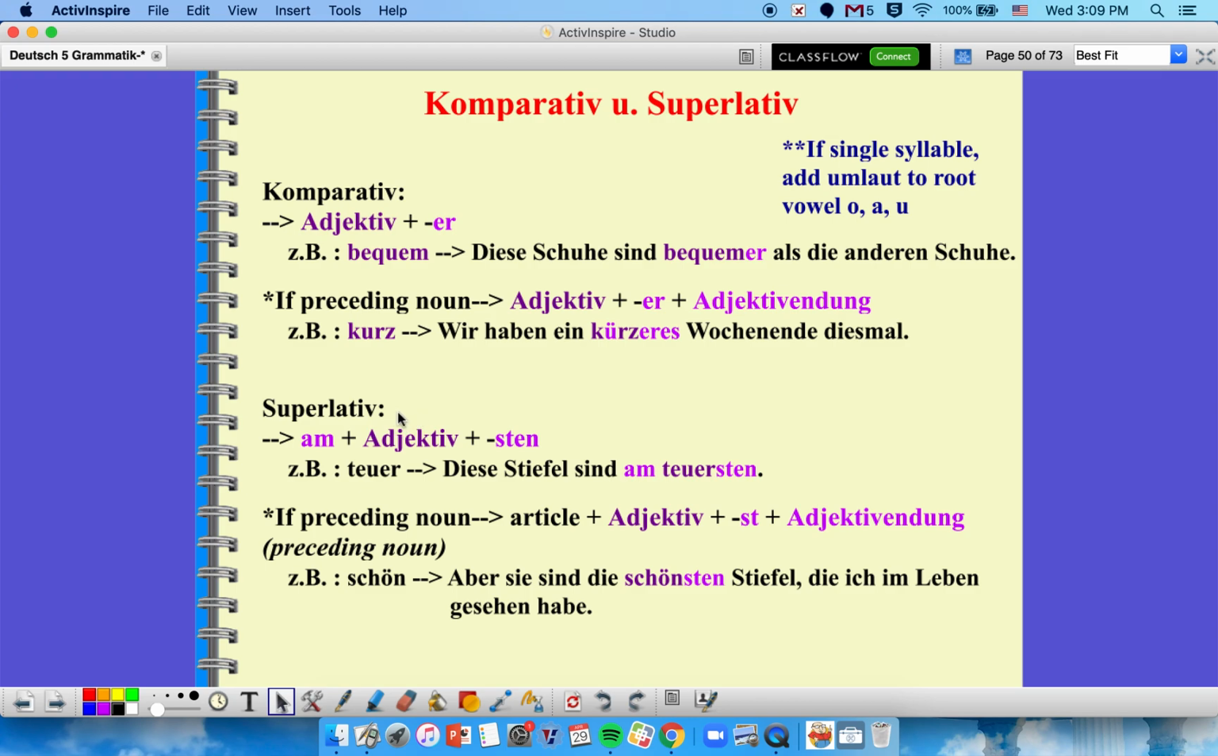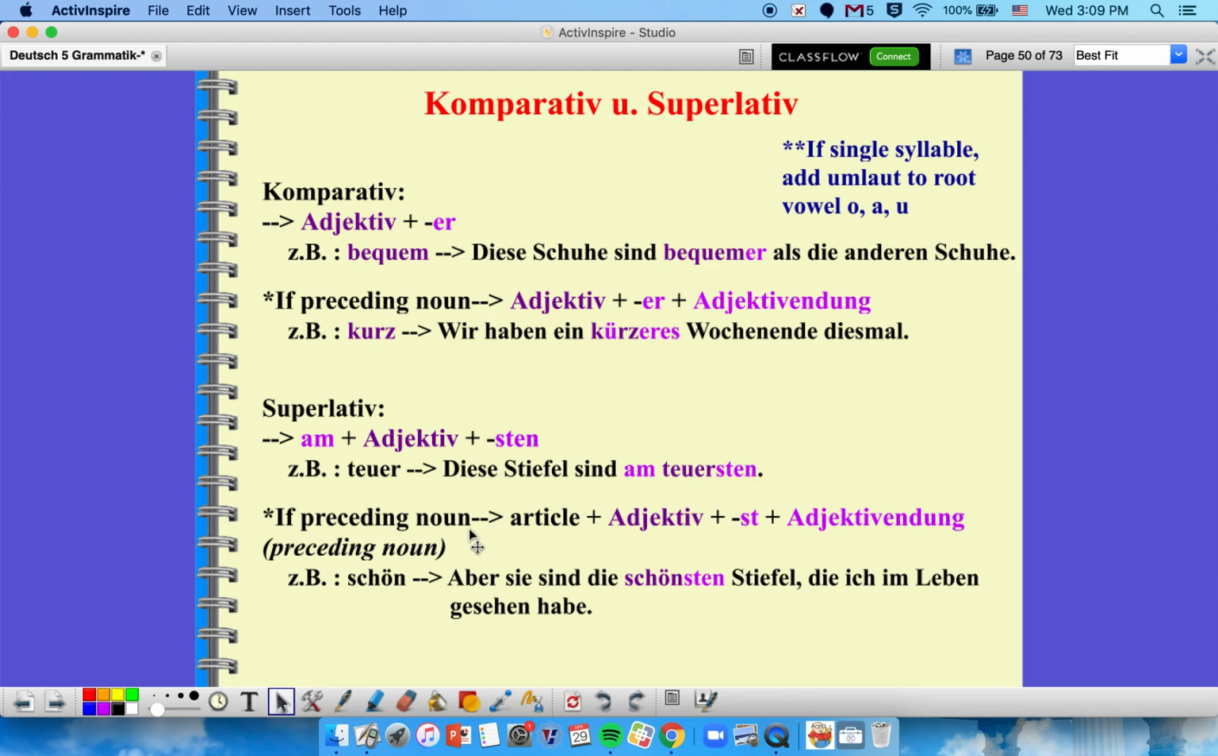So by itself, the phrase is a little bit different than just in English, where we add an st or an est. In German, you're going to actually say am as a separate word, and then add sten to your adjective. And the same thing, if you have a root vowel of O, A, or U, you're going to add an umlaut to that. So zum Beispiel, teuer. Diese Stiefel sind am teuersten. So we see that am and sten.